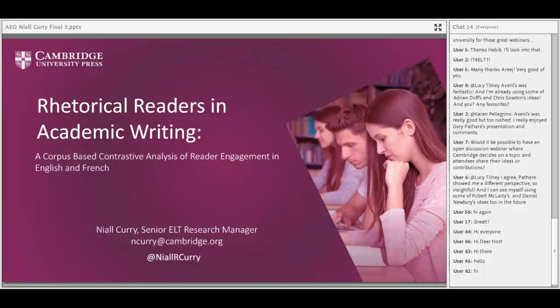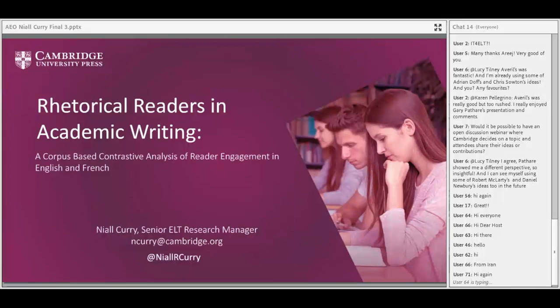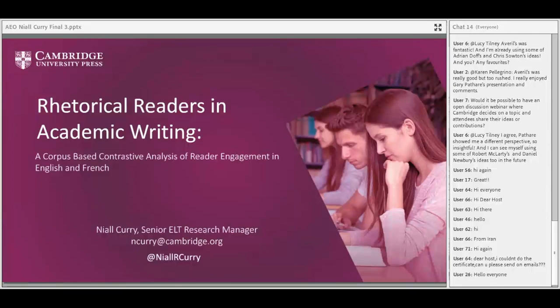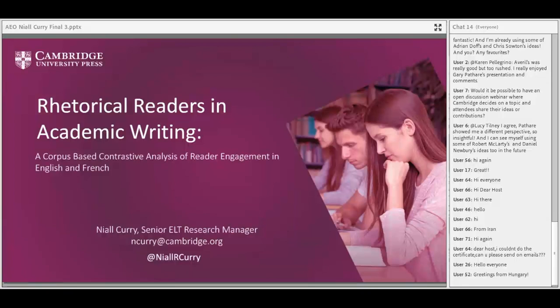So just a little bit about Niall. Niall Curry is a senior ELT research manager at Cambridge University Press and conducts research on language to inform materials development. He focuses on how we can use research from fields like corpus linguistics to better inform the choice of language to be learnt, as well as educational research to guide the best way to learn language. Prior to working at Cambridge University Press, Niall worked as a language teacher and a lecturer in applied linguistics at universities in France and Ireland. He is also completing his PhD at the University of Limerick, Ireland, on corpus-based contrastive linguistics of academic writing in English, French and Spanish.